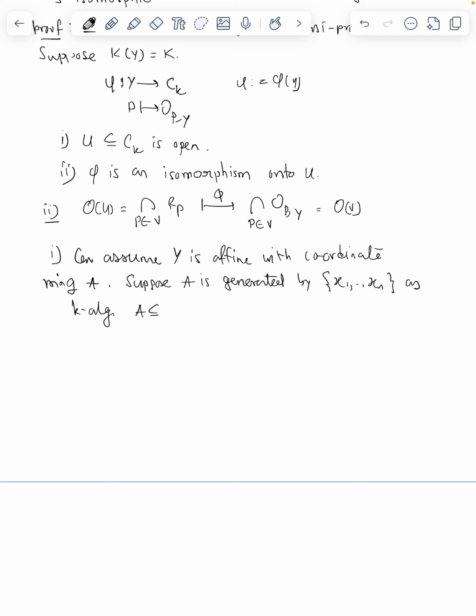Then A is in R of P if and only if all these xi's are in R of P, if and only if U is the intersection of Ui, where Ui is all the points in Ck with xi in R of P. Now each Ui has a finite complement by lemma 2. So each Ui is open and it's a finite intersection of open things, so U is open. By lemma 2, this follows.